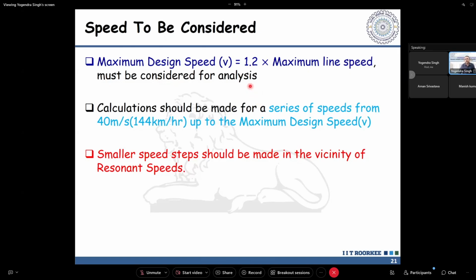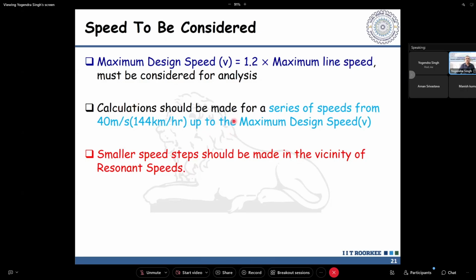For example, if we want to increase the train speed on our existing network up to 200 kilometers per hour, we should check up to 240 kilometers per hour that resonance is not occurring. And if resonance is occurring, we have to somehow mitigate its effect so that the train can run safely. Otherwise, if resonance occurs within that range, there is a possibility that derailment can occur. The wheel can jump the rail.